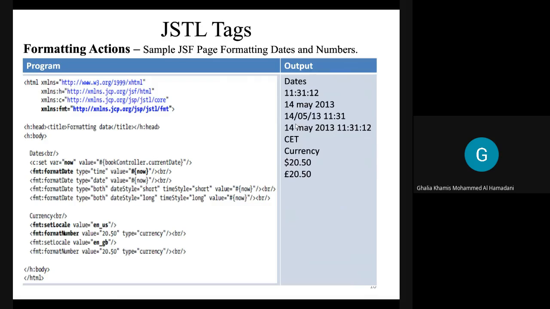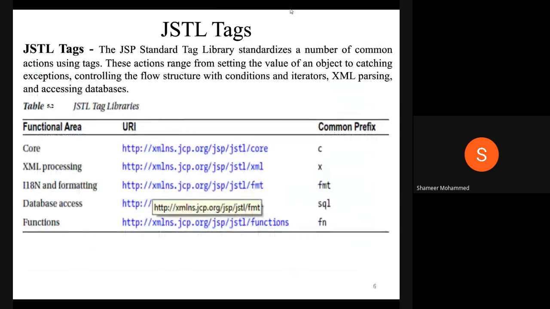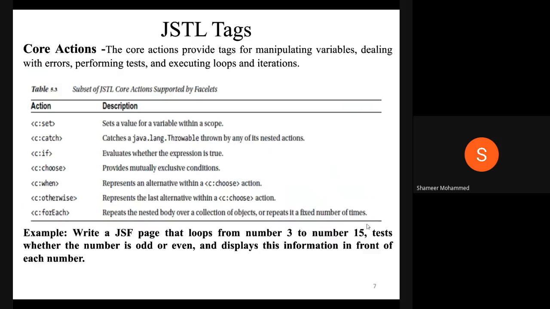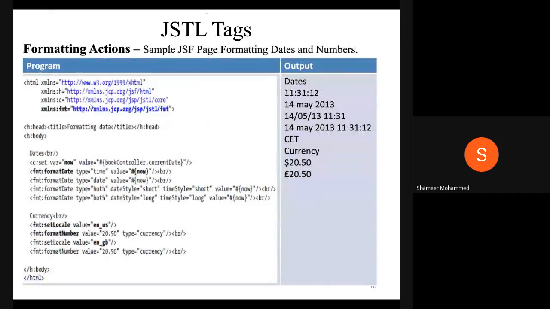You use this library. This is the FMT JSTL tag library. This is under the JSTL. See what we are studying. We are studying this one, JSTL. Under that you have core tags. This one is the core tags, C. So C is core tags, and this one is the formatting tags, and this one is your JSF tag, HCFMT.